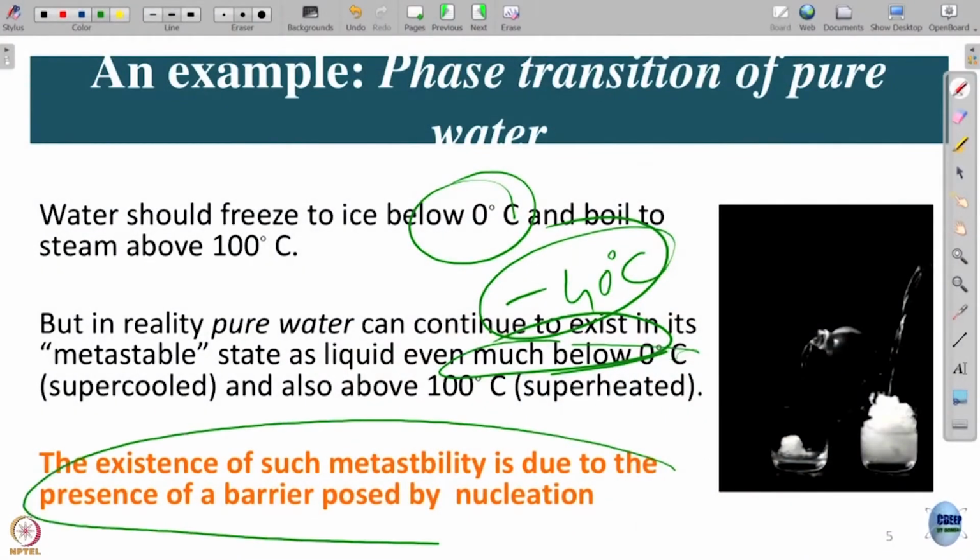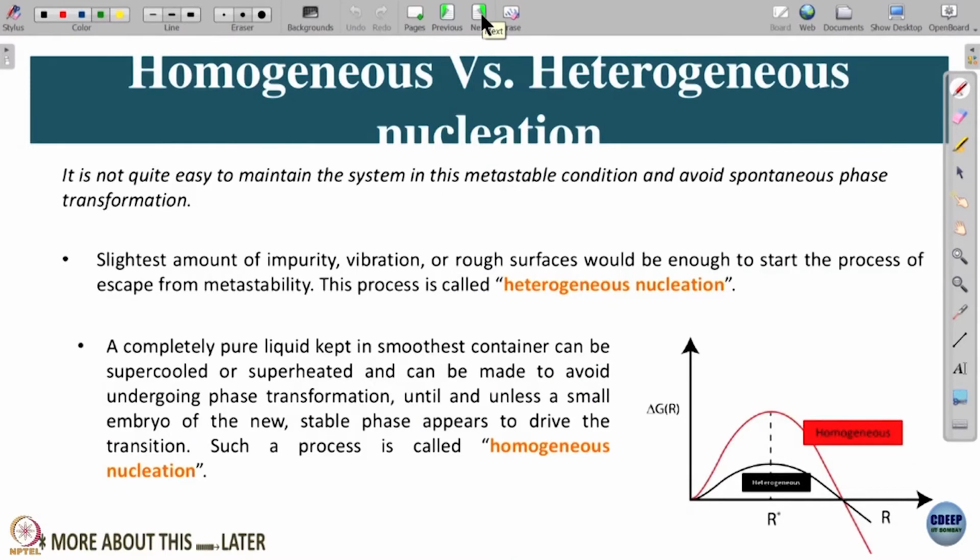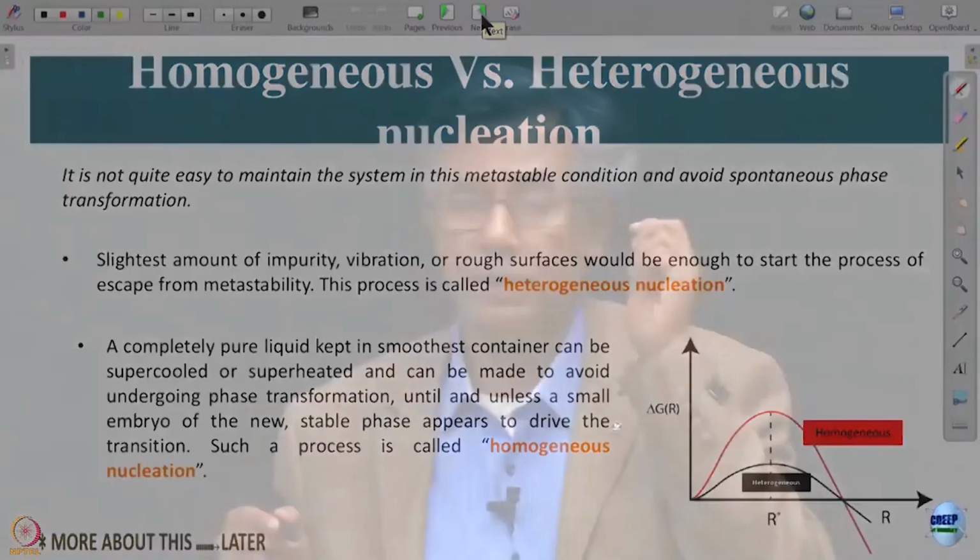And this is a beautiful sentence actually. This is all taken from our book: the existence of metastability is due to the presence of a barrier created by nucleation. Now, while pure water does not freeze above minus 40 degree centigrade, helium and gallium and mercury, they go 50-60 degree centigrade below before freezing.